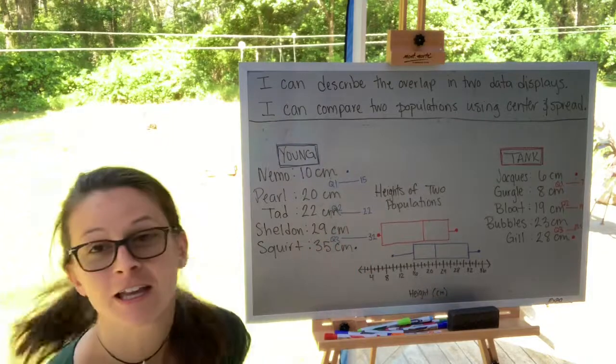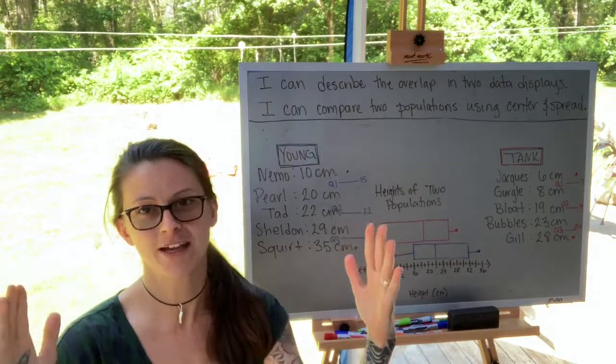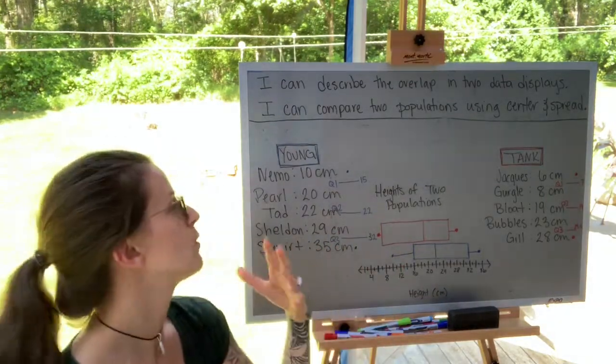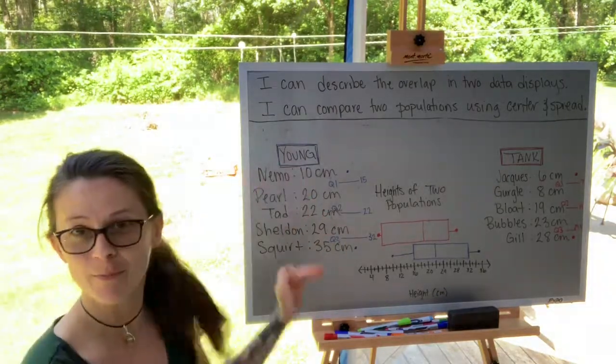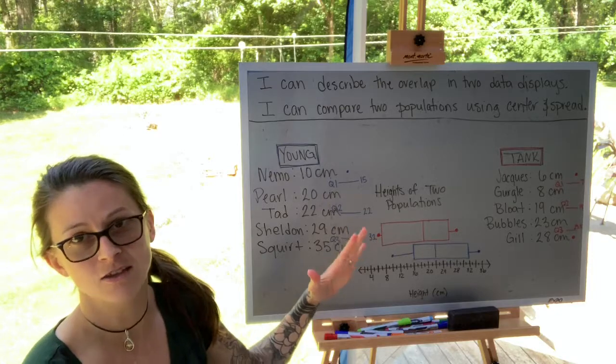Today we're going to be looking at center and spread of two data distributions. We're focusing on the characters from Pixar's Finding Nemo. Here we have a sample of the young characters in the movie.